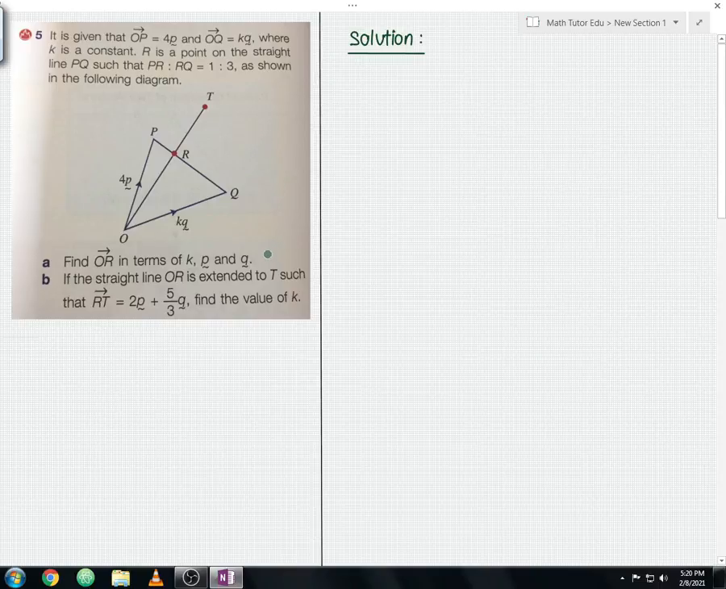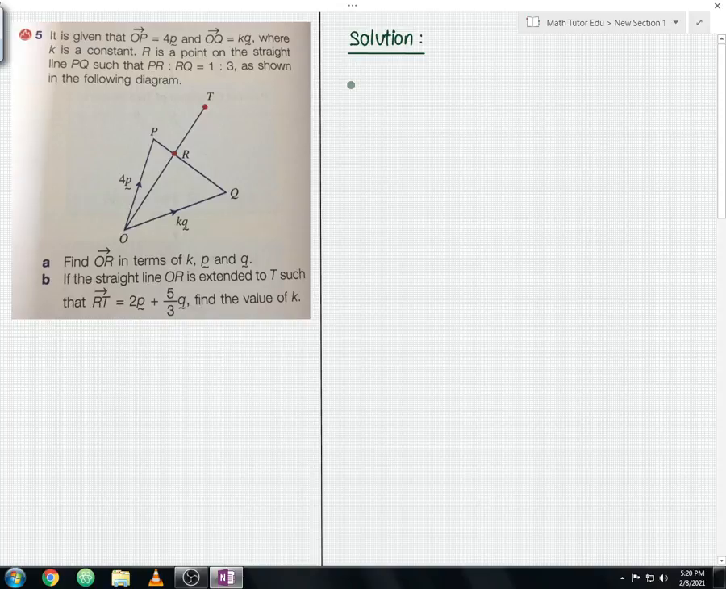For part A, they ask us to find vector OR in terms of k, p and q. Continue to read the question. If the straight line OR is extended to T such that vector RT is equal to 2p plus 5 over 3 q, find the value of k. So this is the overall question. I hope that you will attempt this question in the future.